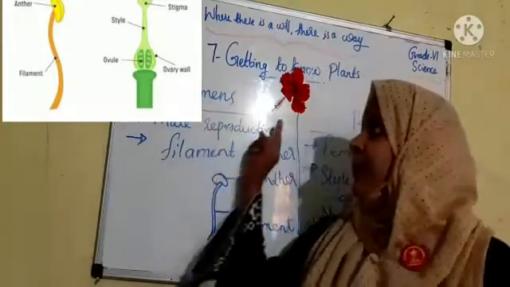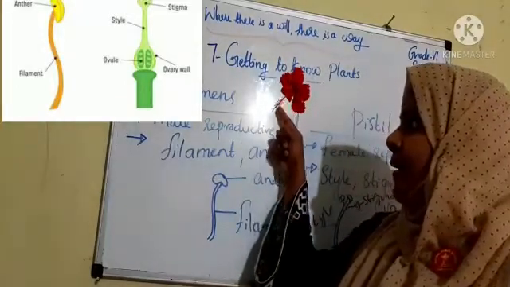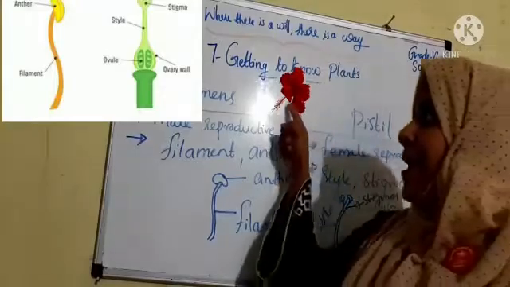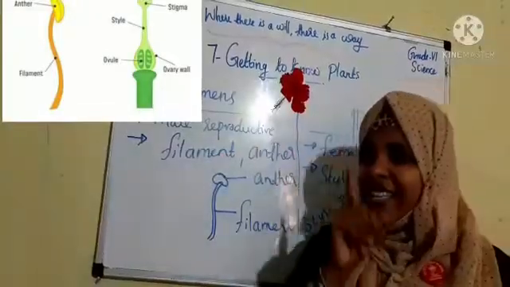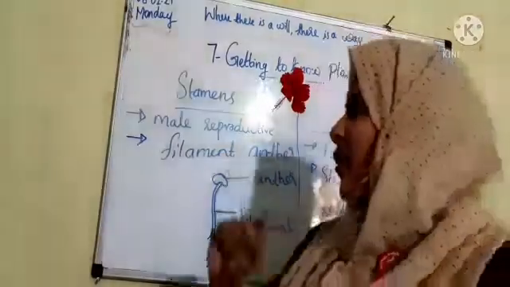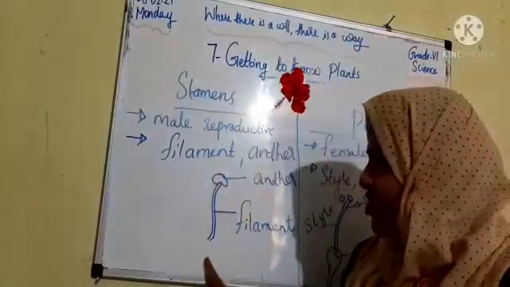Stamen is the male reproductive part of the plant and the main parts of stamen are filament and anther, right? Pollen grains are present in the anther. Okay, this is the structure of a stamen.